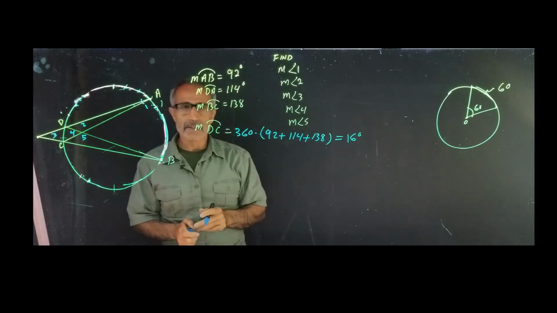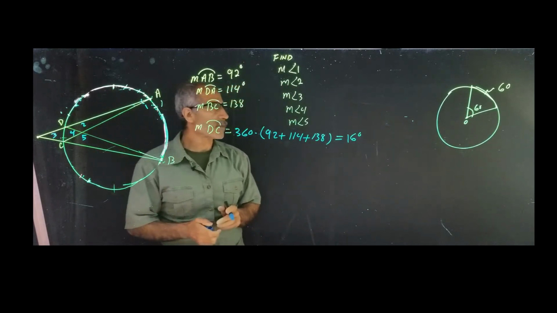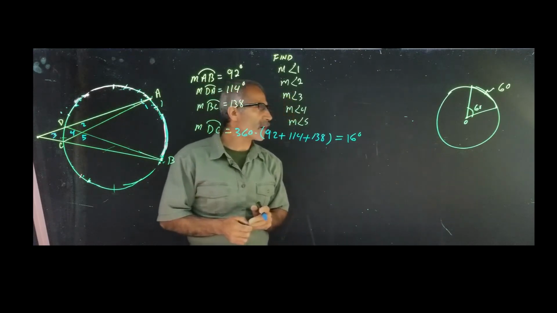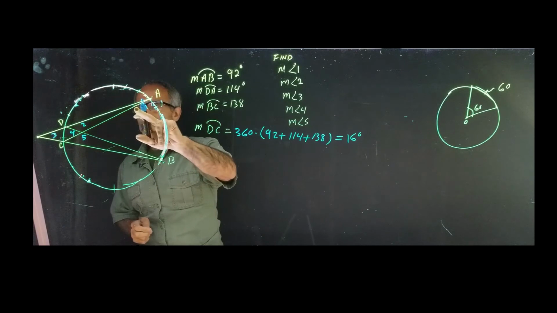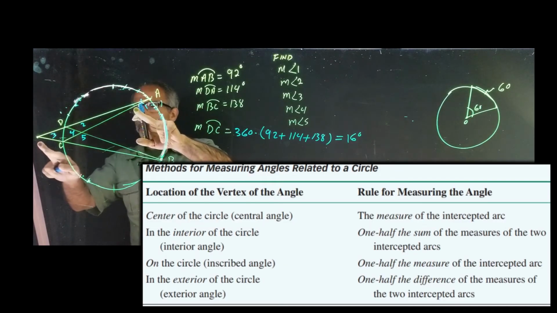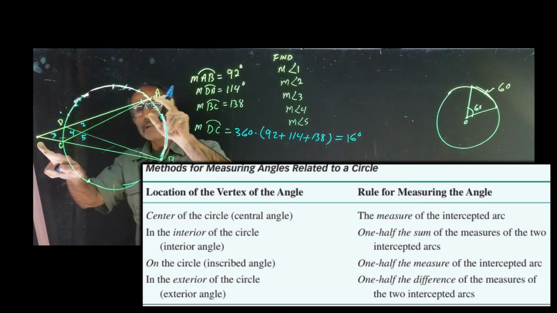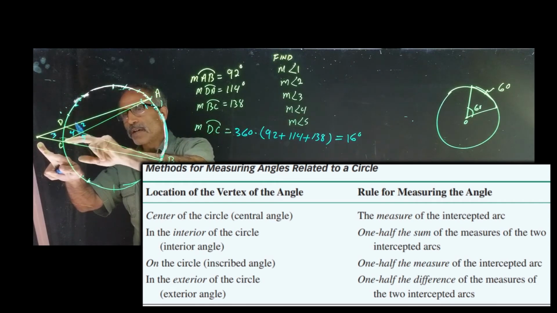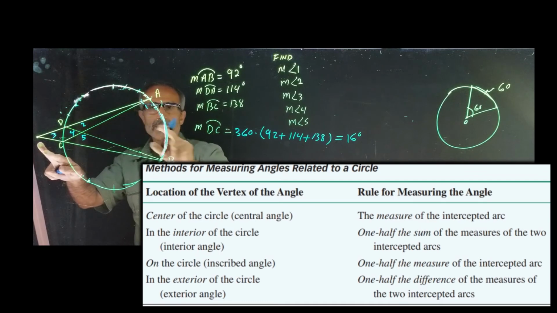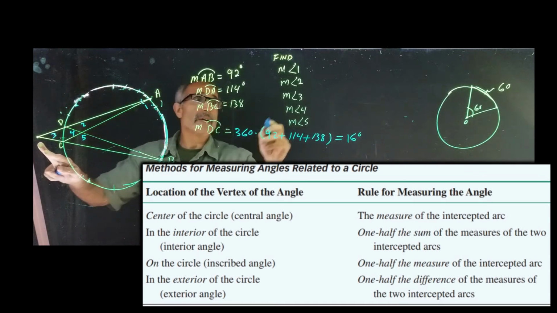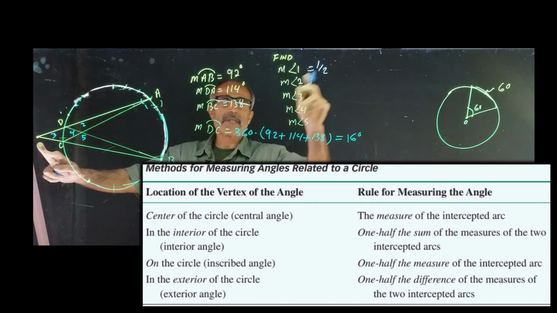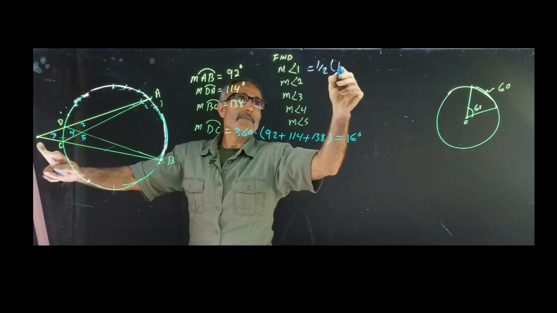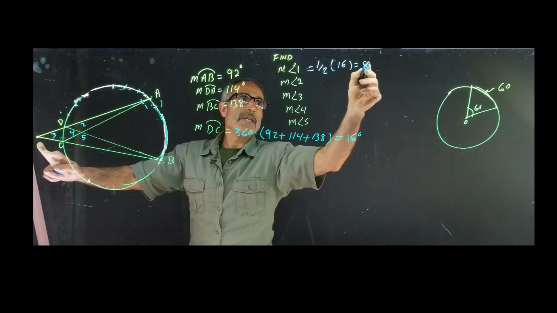That makes it easier. Then take a look at the theorem. Angle 1 is this angle here, and like the previous problem we talked about, based on that theorem, this is the vertex and this is the arc it creates. So that's 16. Angle 1 comes out to 1/2 of arc DC, which is 16, and that comes out to 8 degrees.